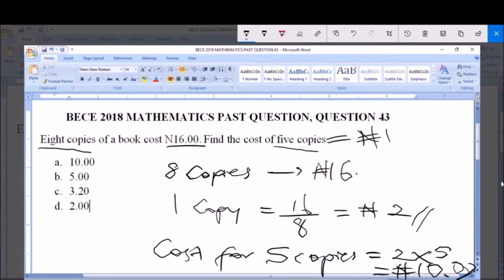Now from the options here, option A says 10, which is correct. B says 5, which is wrong. C says 3.2, which is wrong, and D says 2, which is wrong. So the correct answer to this question is A, 10 naira.